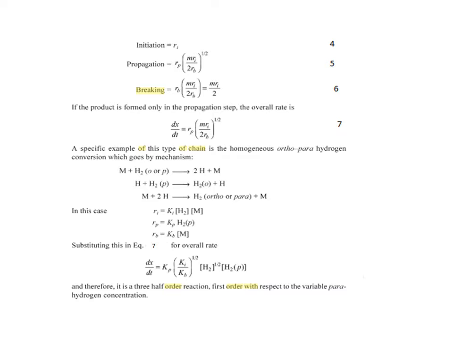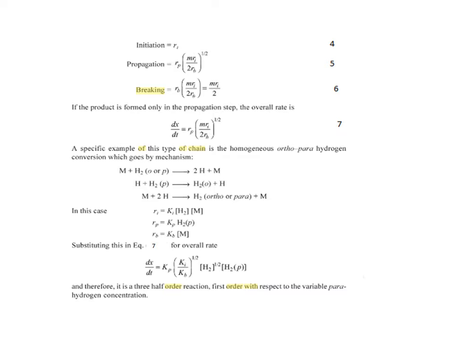If the product is formed only in the propagation step, the overall rate is dx/dt equal to Rp into (MRi over 2Rb) whole under root. This is equation number 7.